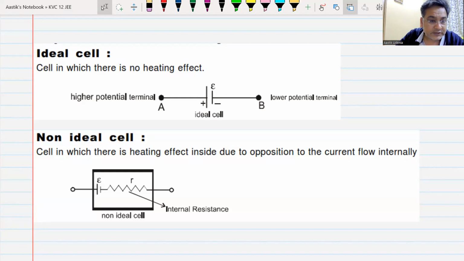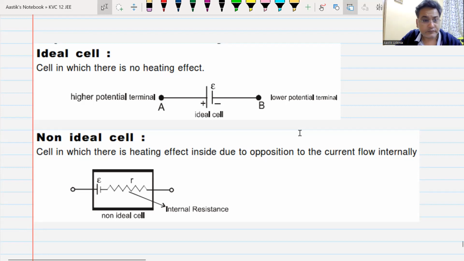Yes or no? Do we understand this? Non-ideal and real. Have you noted it down?